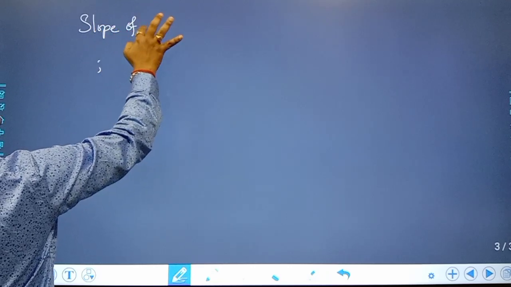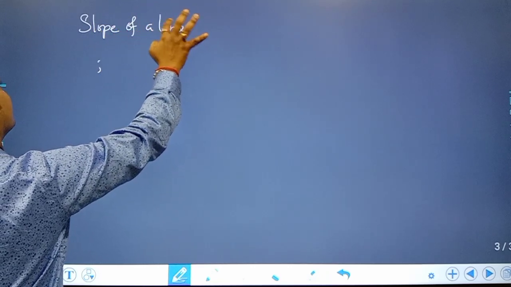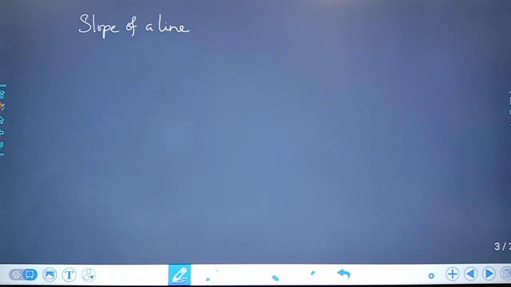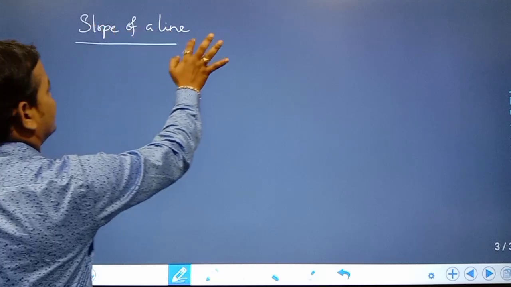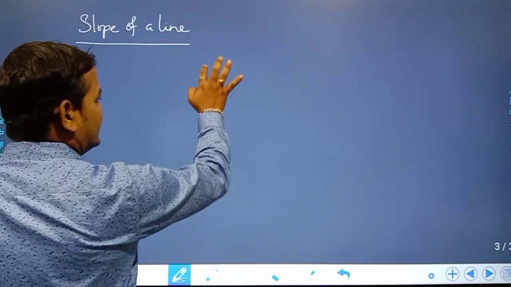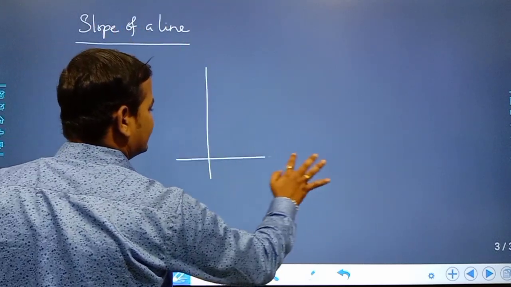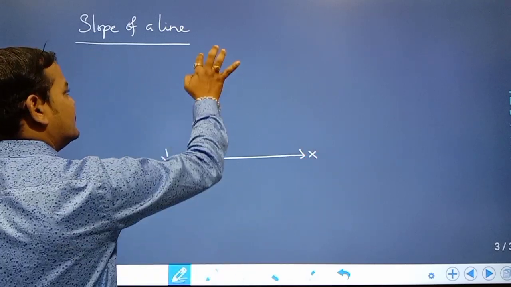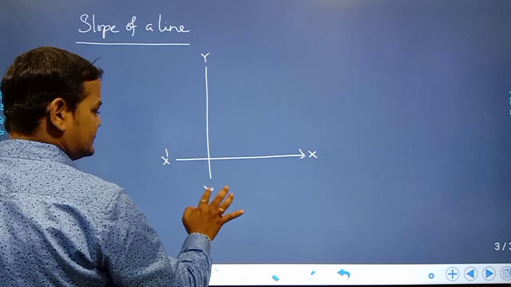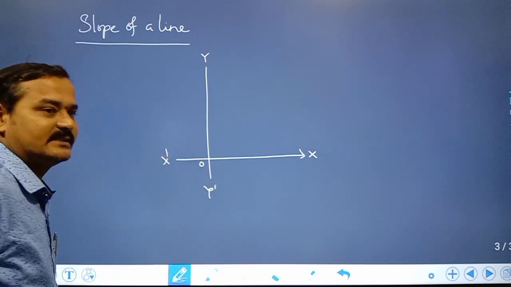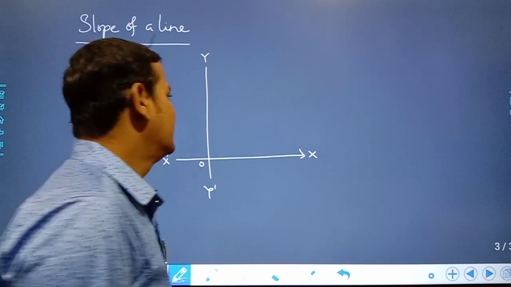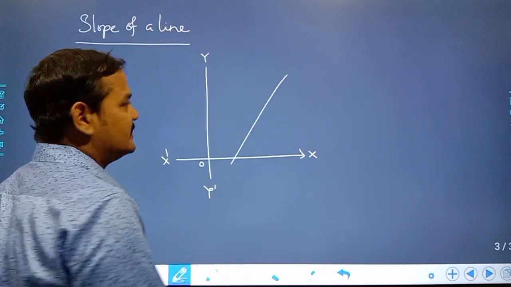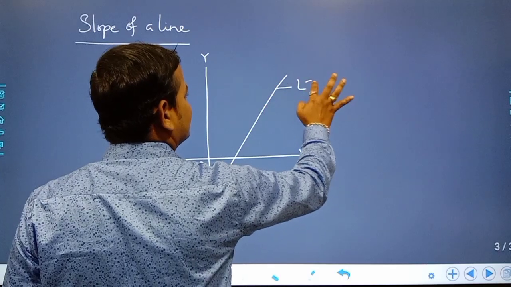Slope of a line. What is the meaning of the slope of a line? Let me take the x-axis and the y-axis, and their intersection point is the origin. If I draw a line, this is the line L = 0.